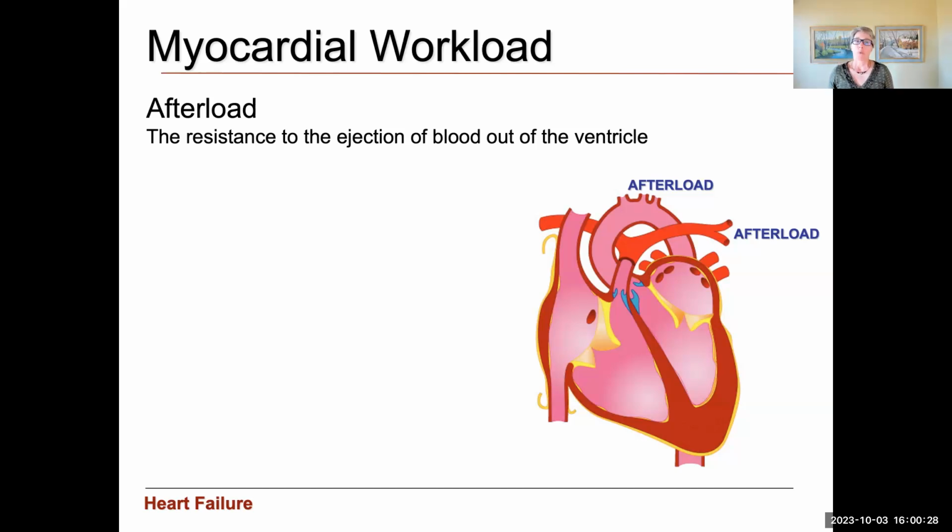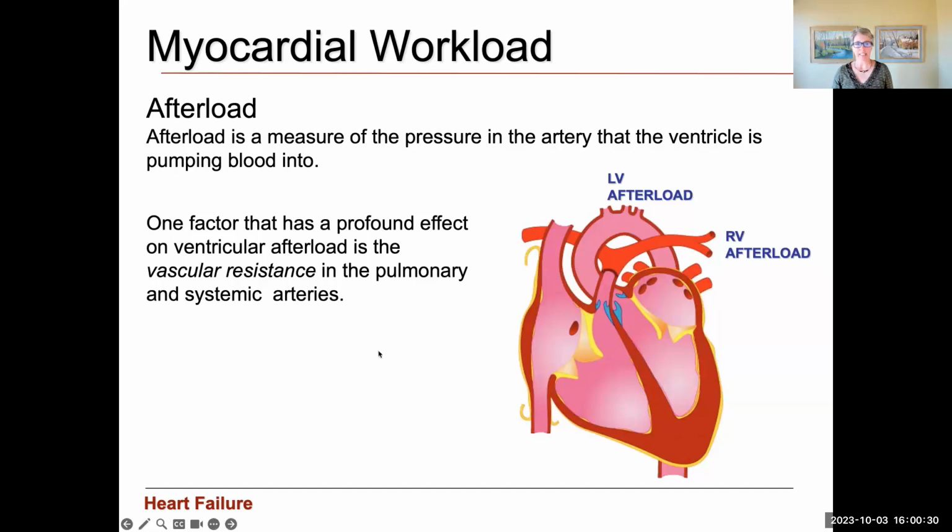So when we think about afterload clinically, one of the things that really has a very profound effect on afterload is what I was talking about before, vascular resistance, which really correlates to blood pressure. And so if there is a lot of vasoconstriction in the arteries and vascular resistance goes up, then afterload goes up. It's very hard for the ventricles to pump the blood forward. The ventricles have to work really hard.